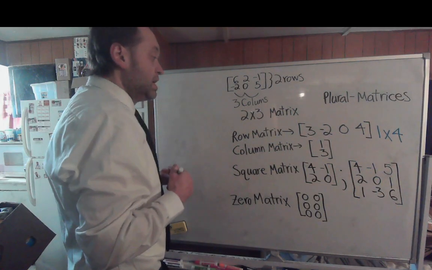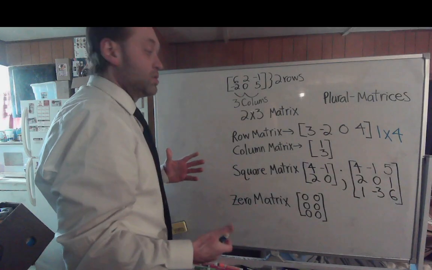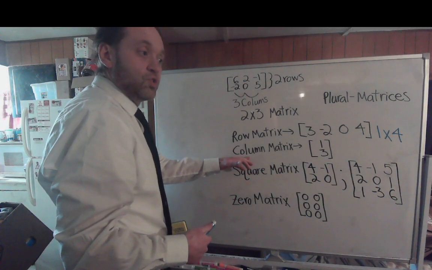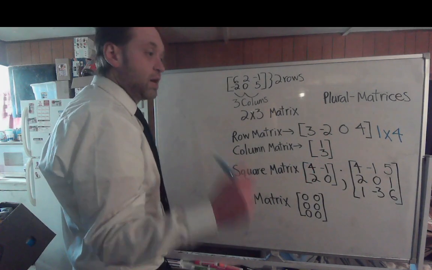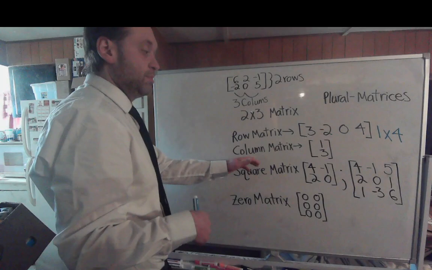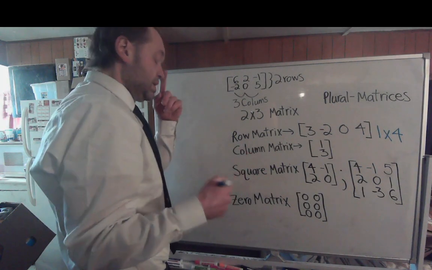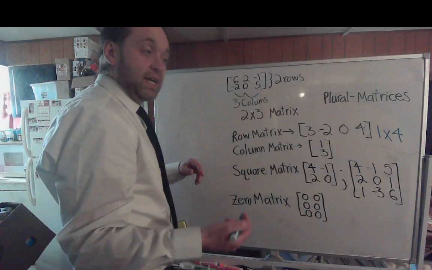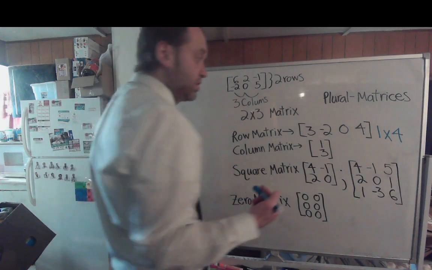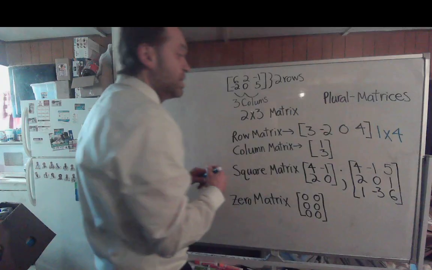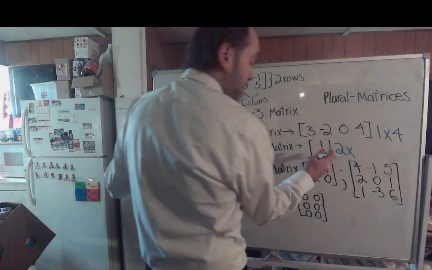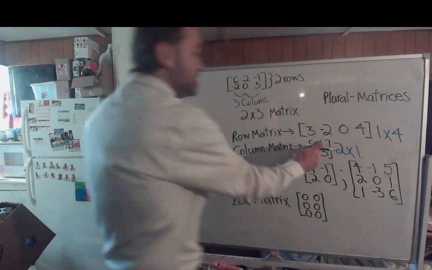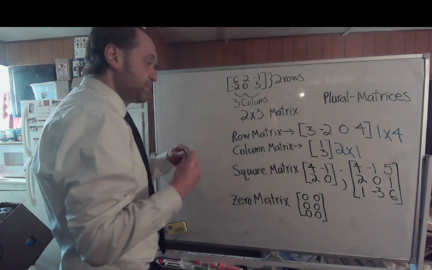Now, just like a row matrix, there's also such a thing as a column matrix, where you have only one column. If it's just got one column, you would call it a column matrix. Now, first, again, we're going to classify this by how many rows are there. Going from left to right, you got 2 rows by 1 column. So this would be a 2 by 1 matrix.